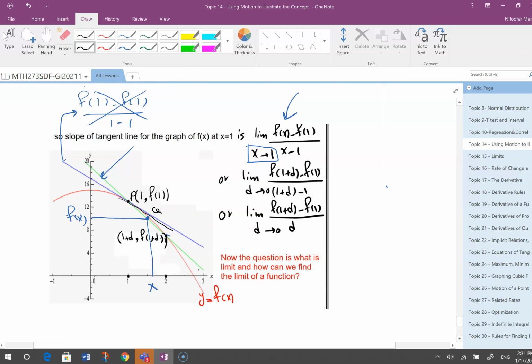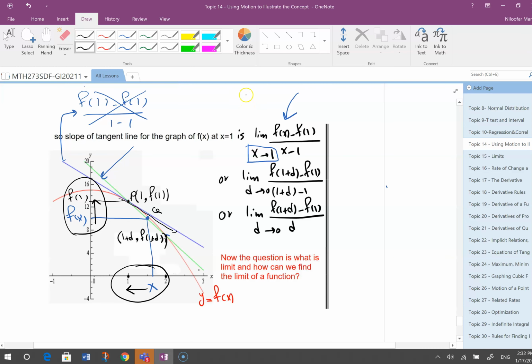Then I start to move x towards 1. When I do that, f(x) also moves to f(1). This is f(1). This one also goes towards that. When I do that, this black line goes towards the blue line. And if I find the slope of the black line, I can say I have the slope of the blue line. So that's why I need to know limit.